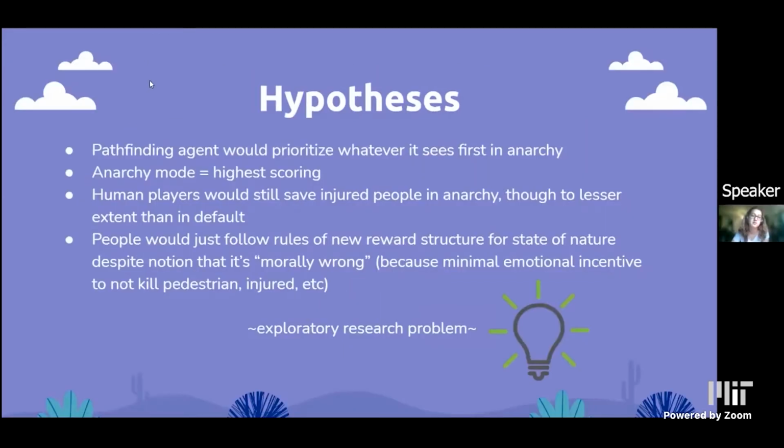Some of our hypotheses going in were that a pathfinding agent would prioritize whatever it sees first in anarchy, which we will talk about later on in the presentation, and that anarchy mode would be the highest scoring. Furthermore, we said that human players would probably still save injured people in anarchy, though there's no incentive, and that people would probably just follow the rules of the new reward structures, even if they clash with their personal morals, such as in state of nature. And this is an exploratory research problem.